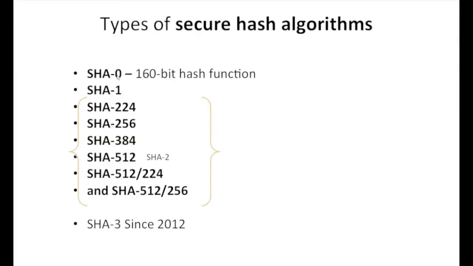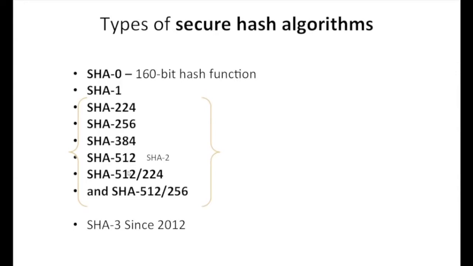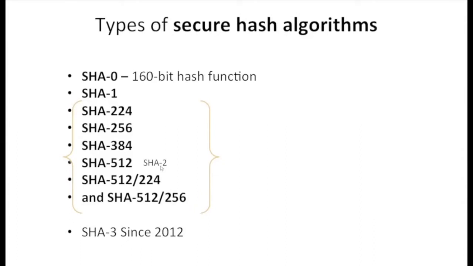Types of Secure Hash Algorithms. This is distributed in four SHA families. The first family is SHA-0, which is a 160-bit hash function. Next we have the SHA-1 family, which is also a 160-bit hash function. SHA-224, 256, 384, 512, and 512/224 belong to the SHA-2 family. And we have the SHA-3 family of hash algorithms since 2012.